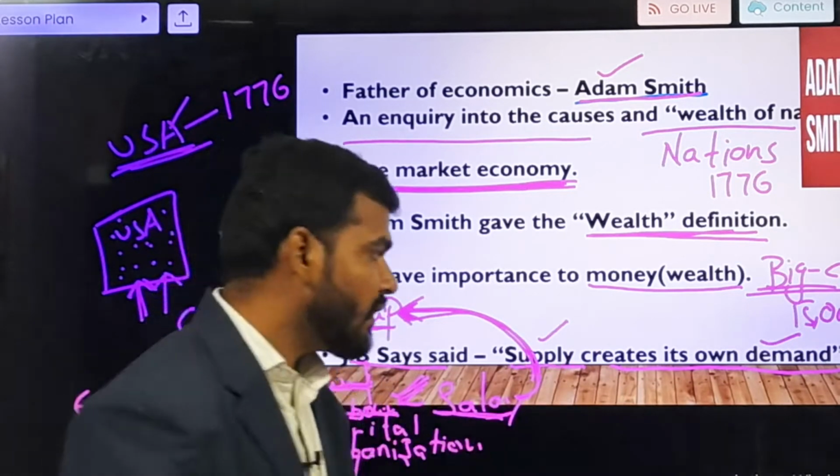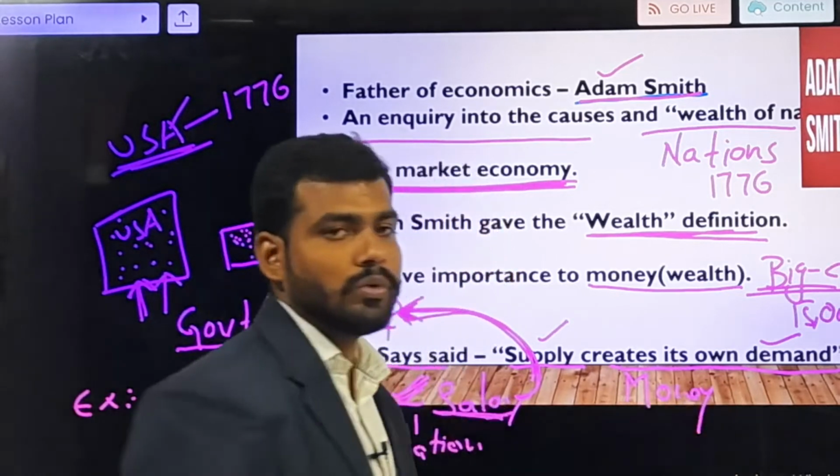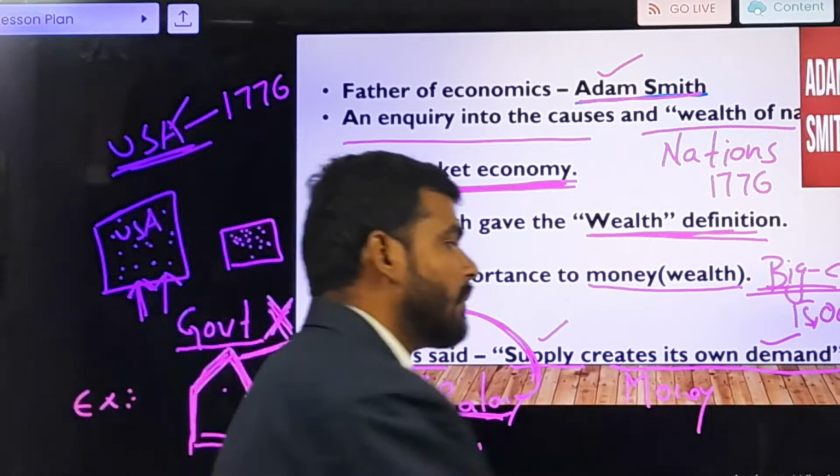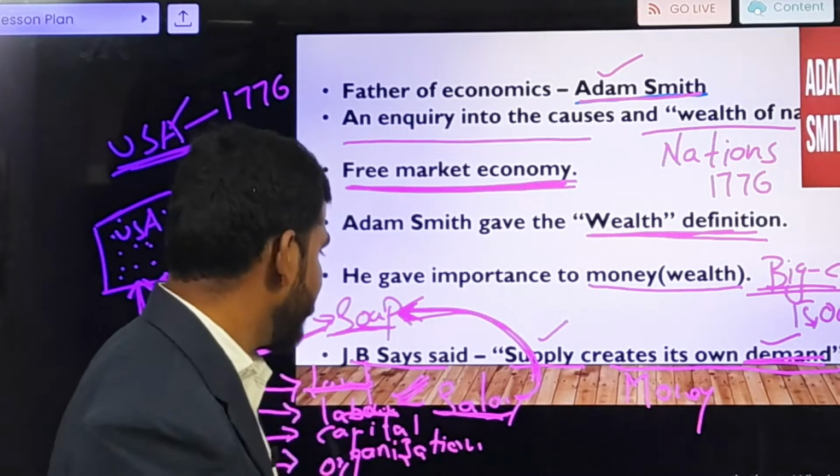When we work, we will get the money. When we have the money, we will try to purchase goods. When we purchase goods, demand for those goods will come. I think it is justified.